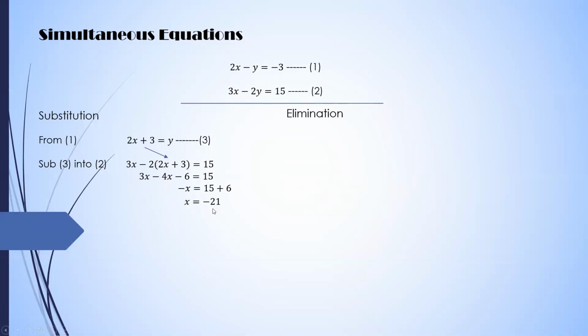Once you have x equal to -21, I try to find y right now. So you can substitute it into the third one, the third equation. So you can see 2 times -21 plus 3 equivalent to y. So y is actually -39. Okay, so once you have these two answers, that means you already finished finding out the x and y.